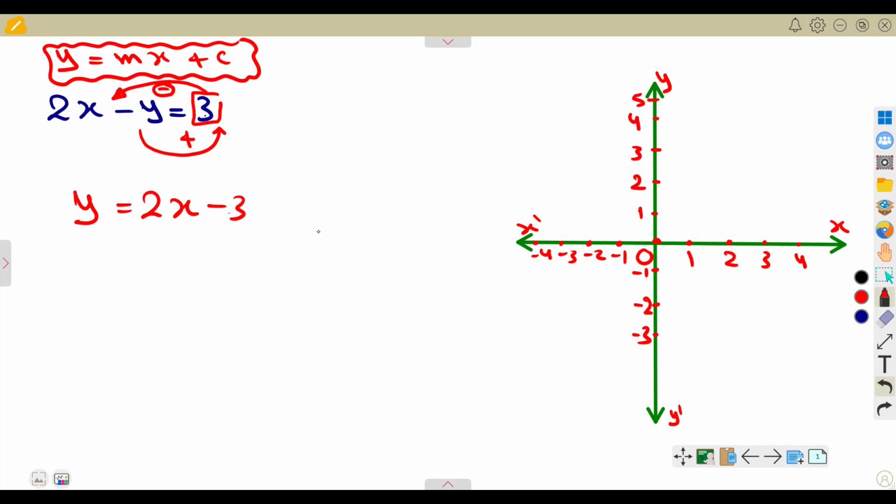Then you put the point at negative 3 on the y side, and then you count up 2, because it's 2 over 1. This is rise over run. Then it's going 2 up and 1 to the right. So the second point is here.